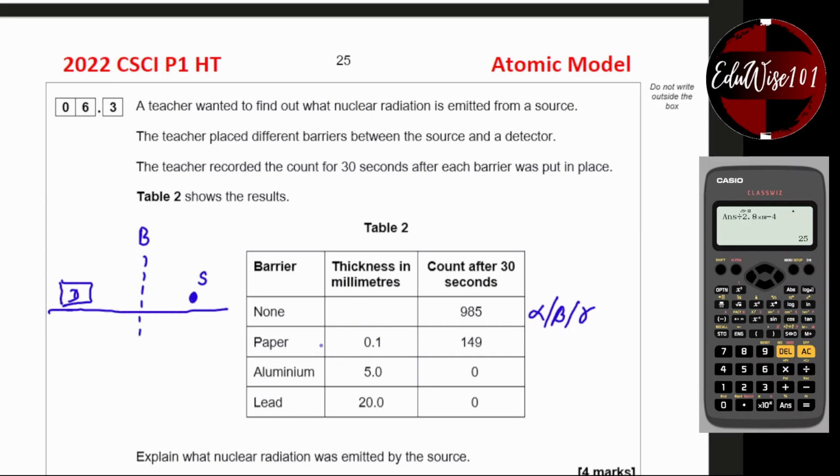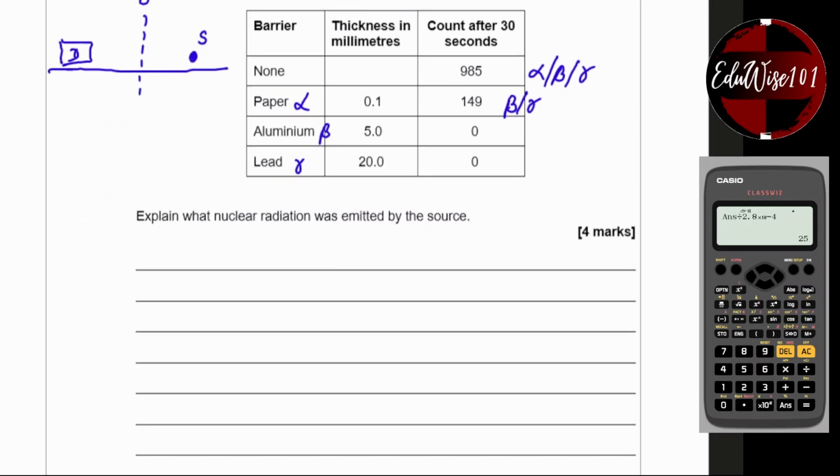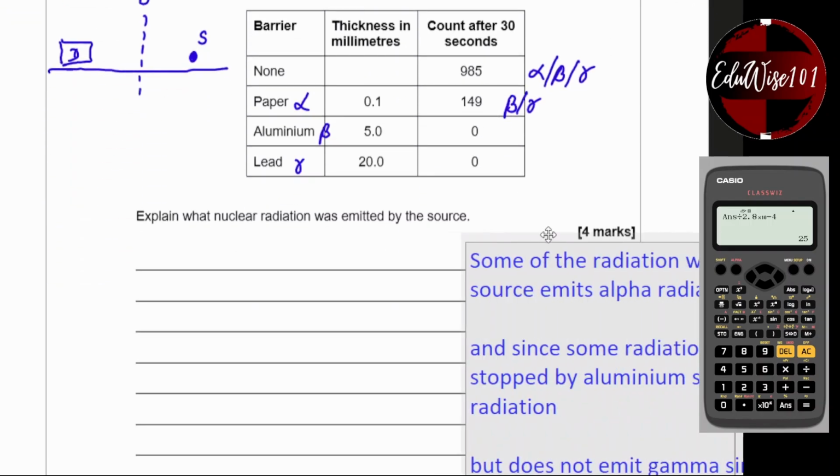Once you put the paper in, paper stops alpha. Aluminium would actually absorb the beta, and lead would absorb the gamma. So once you put the paper in, what you're left with is 149 counts for 30 seconds, which could only be either beta or gamma. Now, once you place the aluminium, that should stop the beta as well, which means there's 0. So there's no gamma. Explain what nuclear radiation was emitted by the source.